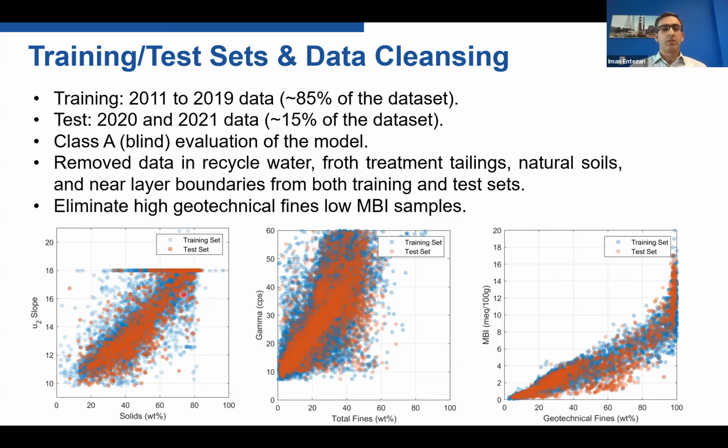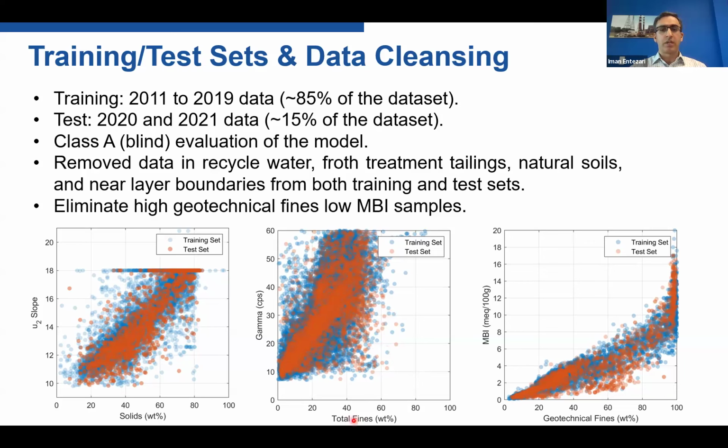We looked into some of the relationships between some of the CPT parameters and those lab results. This one shows solids versus slope of dynamic pore water pressure. Normally there is a very high correlation between those, in particular in fluid tailings. In non-fluid tailings, we cannot calculate the slope, so there is no relationship between slope and solids.